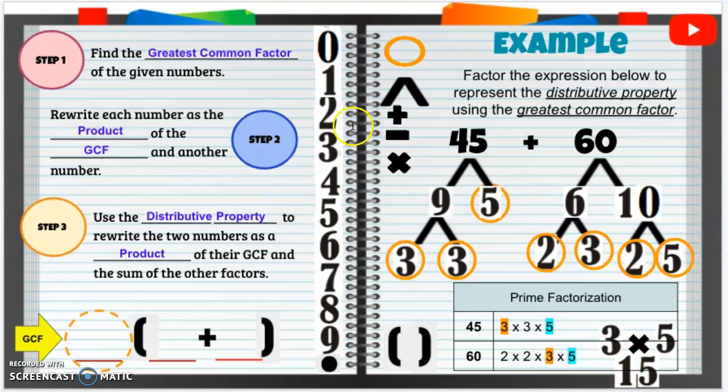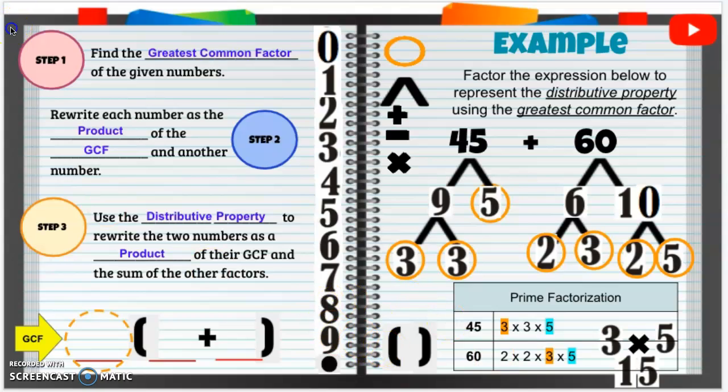All right, so the next step after we find our greatest common factor is to rewrite each number as the product of the greatest common factor and another number. So we're going to say, 15 times what equals 45, and then 15 times what equals 60. So remember how we get to this. Well, first we would typically start off with this. This way we're working backwards.